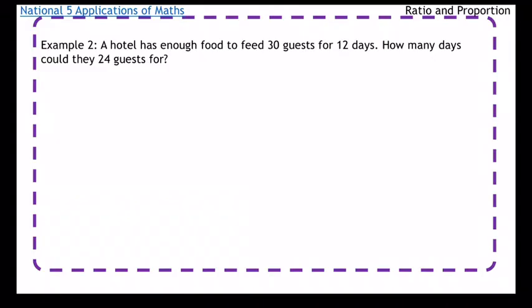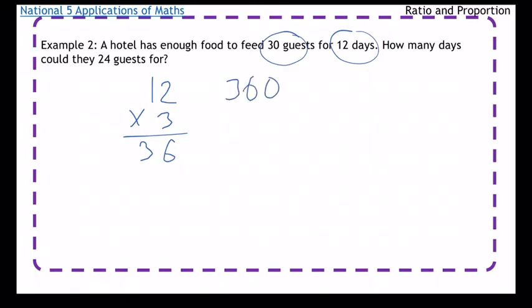So, a hotel has enough food to feed 30 guests for 12 days. How many days could they feed 24 guests for? What I'm going to do is I've got 30 guests and I've got 12 days. So I'm going to figure out how many days they could feed one guest for. Okay, so I'm going to do 12 times 3, then times it by 10. So 3 times 2 is 6, 3 times 1 is 3. And then times that by 10, so it's 360. Okay, so they could feed one guest for 360 days with the amount of food that they have.